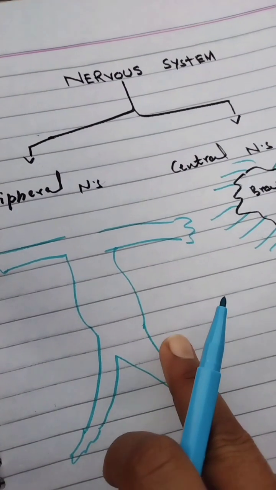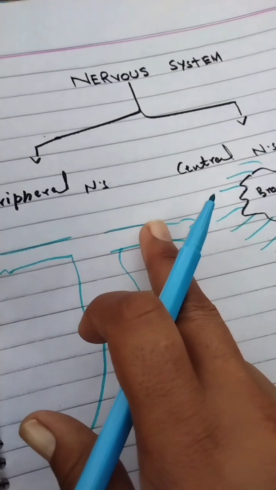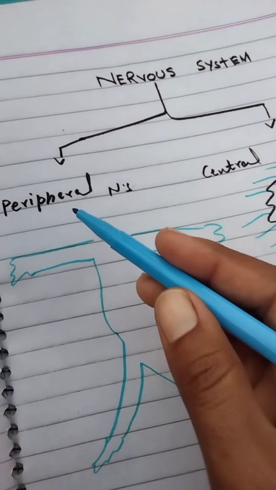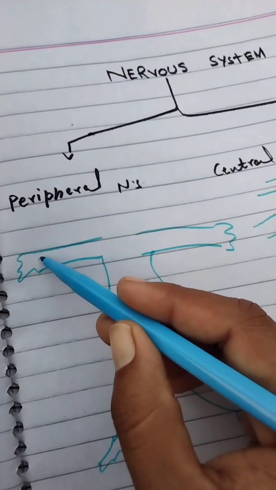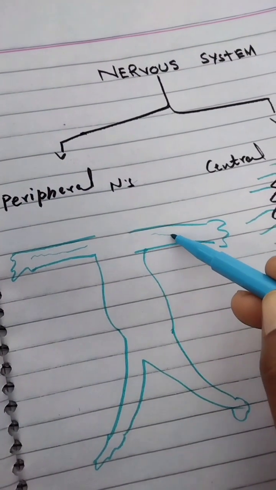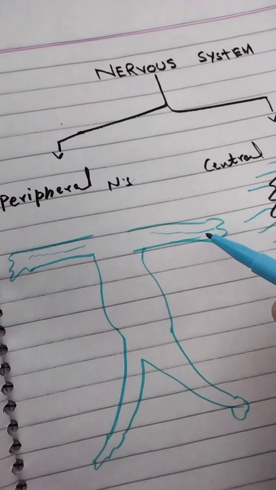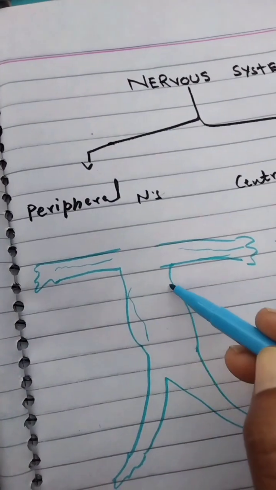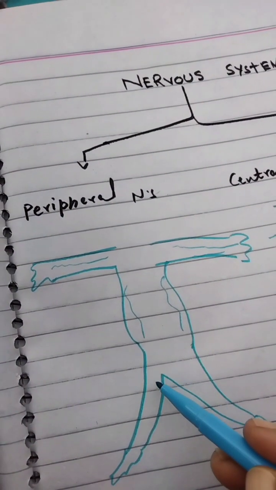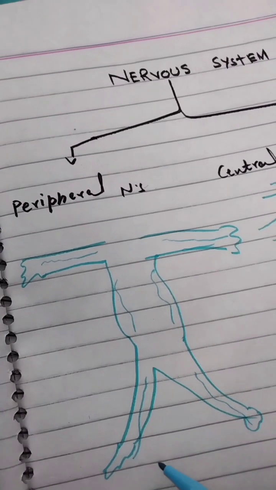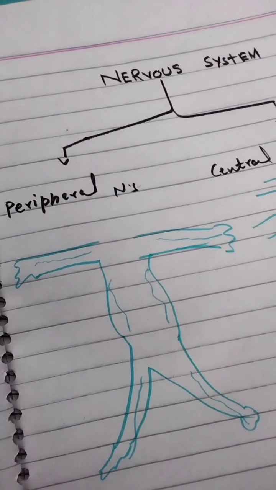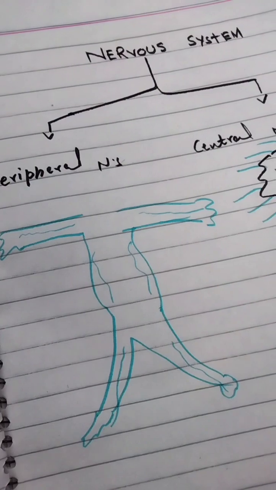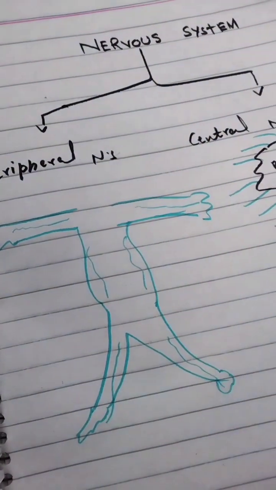The functions performed by the legs, hands, body and arms are under the control of the peripheral nervous system. The nerves of the peripheral nervous system control our hand movement, arm movement, body movement, leg movement and feet movement.